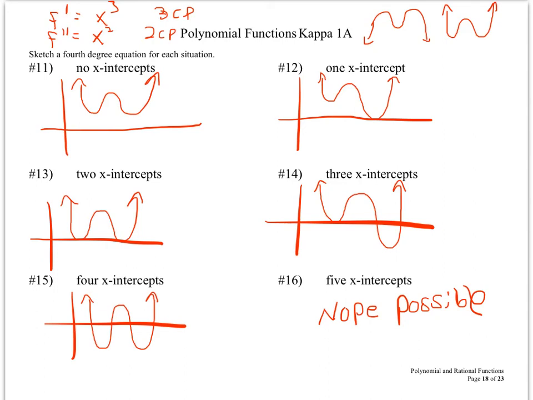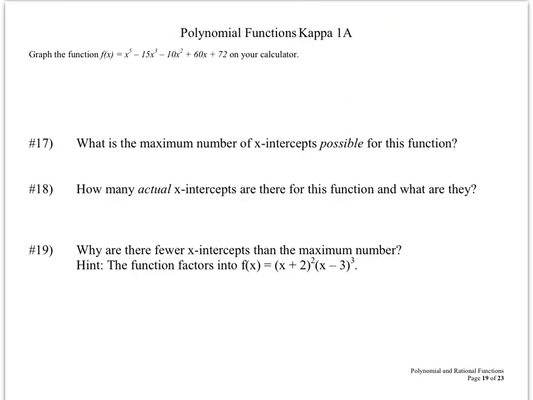5 x-intercepts, it's not possible. The degree of the polynomial was 4. It can have at most 4 roots. Don't be ridiculous. Graph the function on your calculator. Here's what it looks like, basically.